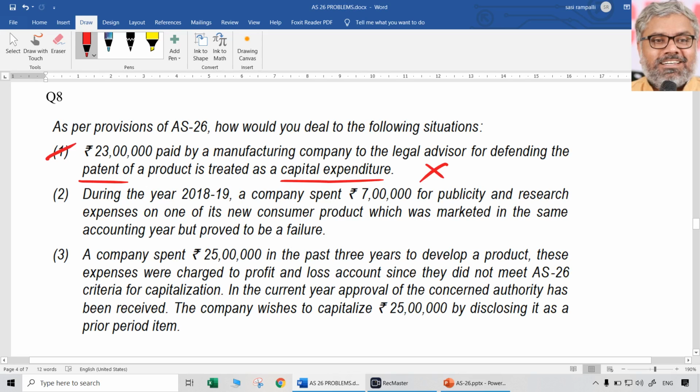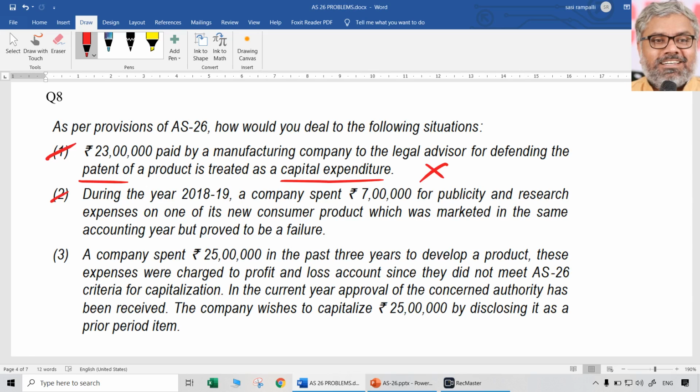When a further expenditure is incurred on the asset, that should bring some additional benefit to us. It should not be just something which is maintaining the existing capacity or capability of the asset. If that is the case, then it cannot be called a capital expenditure. It is a revenue expenditure. So this treatment by the company is wrong. Then point number 2.